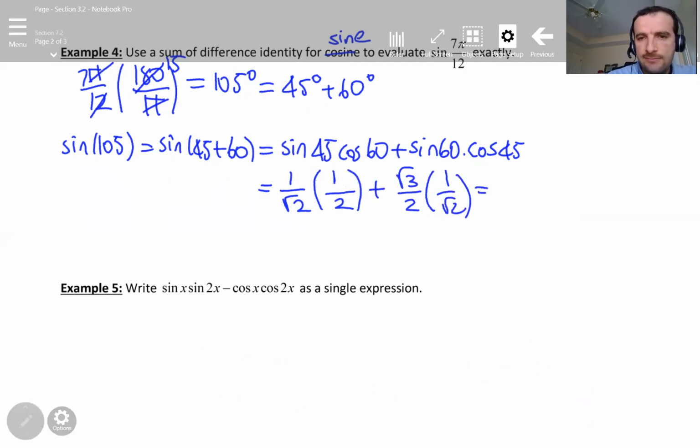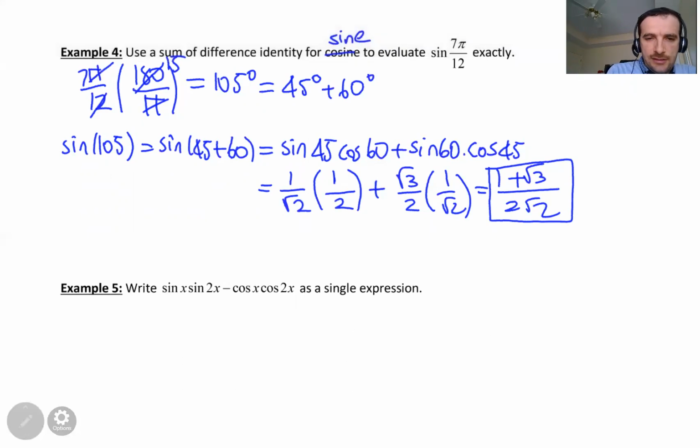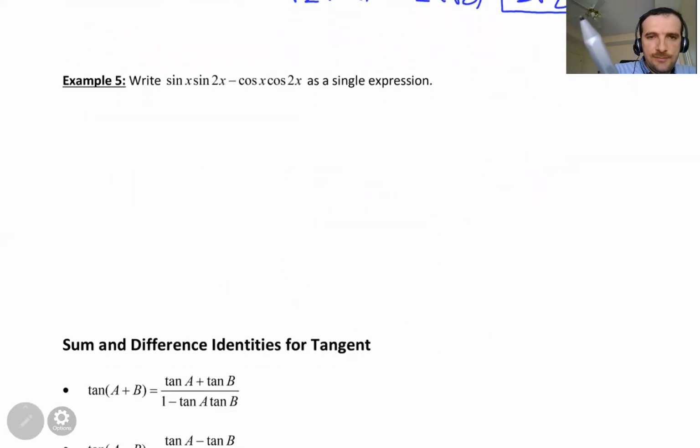So again, if I multiply the fractions, they will have the common denominator, right? So 1 plus root 3 over 2 root 2. And this is sine of 105 degrees, and it's a positive value, right? And it makes sense because 105 is in the second quadrant and sine is positive in the second quadrant. Okay. All right, let's continue to the next example.